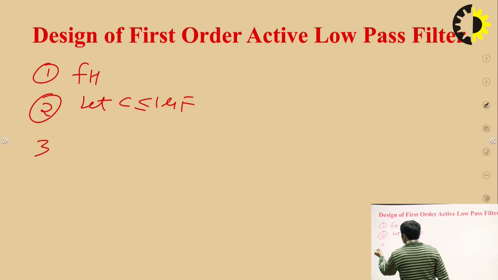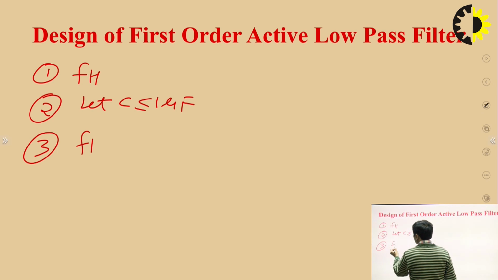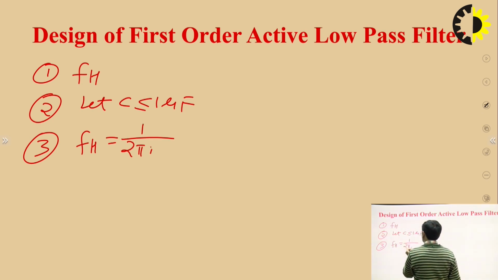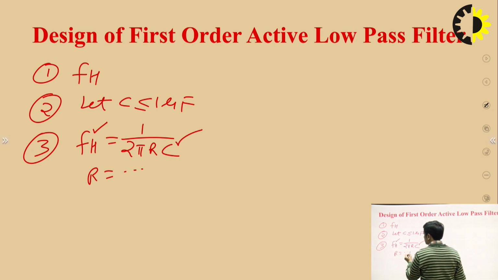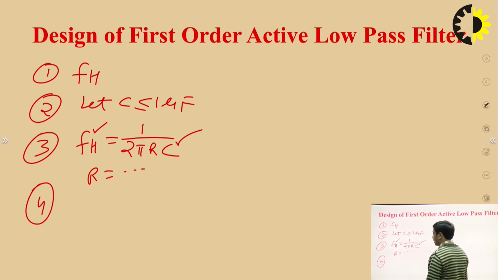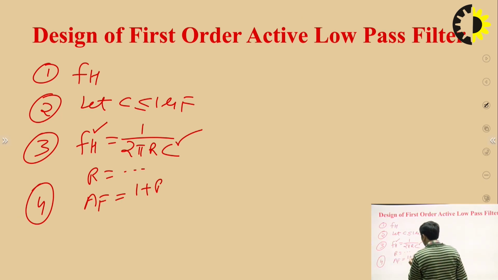These fixed capacitors are available in the market. After that, find out the value of R. We can find the value of R with the help of the cutoff frequency equation, FH is equal to 1 upon 2 pi RC, with FH from step 1 and C from step 2. Here you can find out the value of R. The fourth step is to find out the value of R1 and RF. For that, use the equation AF equal to 1 plus RF upon R1.